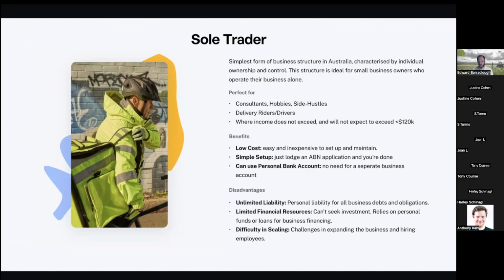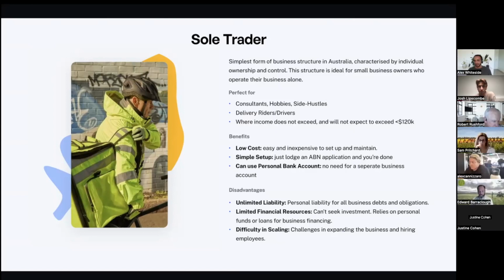But the real benefit of a sole trader is it's just low cost. It's literally just filling out an ABN application and you're done. You can also register for GST at the same time. And the other benefit is that you can use your personal bank account, so you don't need to have a separate bank account. So this is for people who see a low income that's going to come through and just want really simple tax. At the end of the financial year, they'll just tell their accountant, this is how much I spent, this is how much I earn, and then you just pay tax on that.